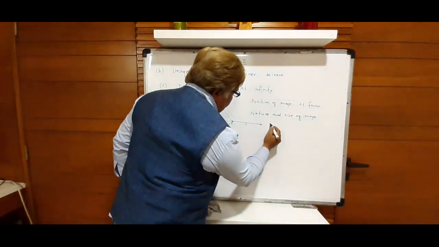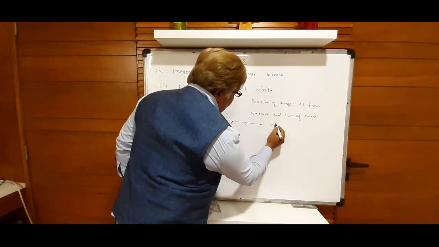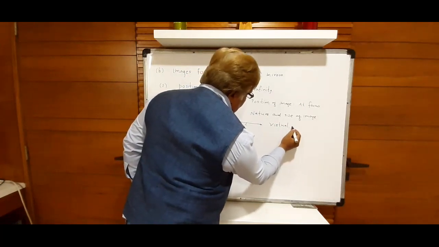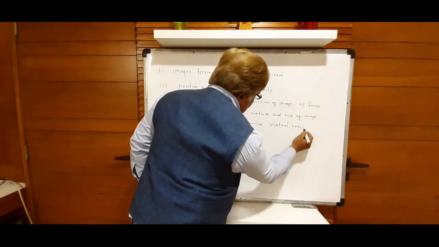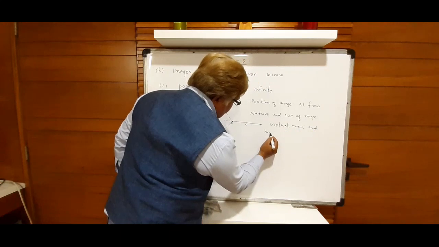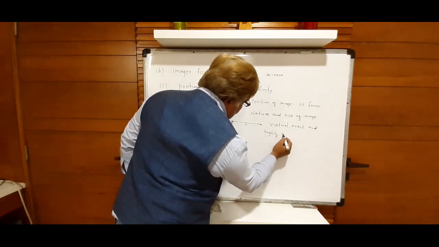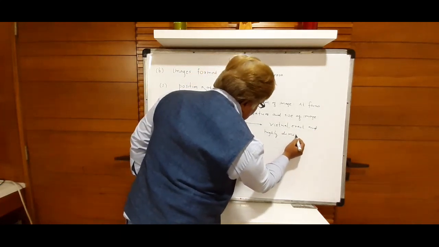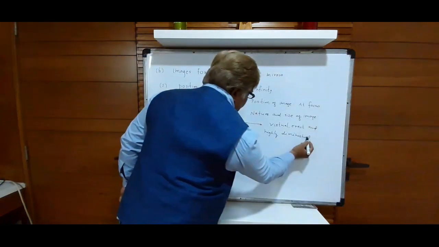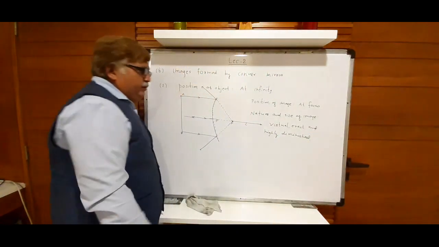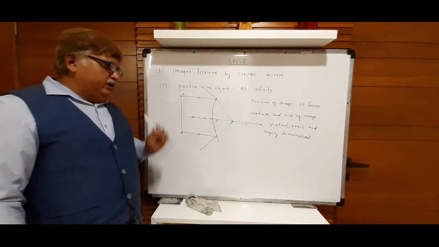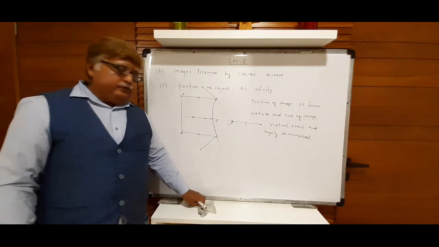What should I write? From concave, take everything contradictory. Virtual, erect and highly diminished. Virtual, erect and highly diminished means a point-like image is obtained when the object is at infinite distance.